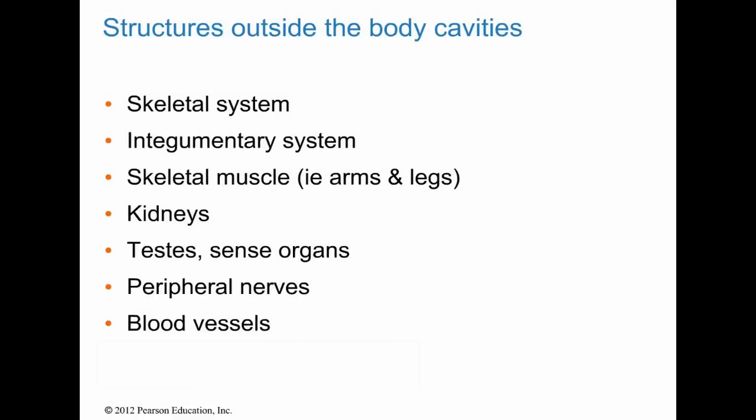There are structures outside of the body cavities. We know that the skeletal system is outside of the body cavities, and it provides the basket in which the abdominal cavities is contained. We have the integumentary system. We have the skeletal muscles of the arms and legs. We've already said that the kidneys are outside of that body cavity. We have the testes that, of course, are descended into the scrotum, which is outside of the body cavity. We have the peripheral nerves, and we have the blood vessels. So they're also located outside of the body cavities.